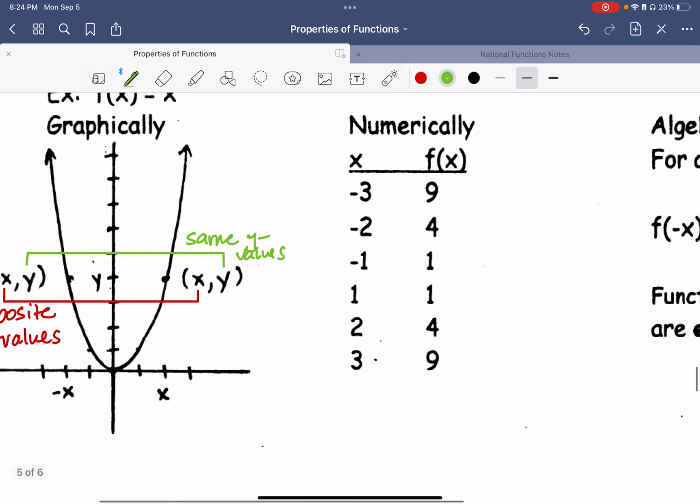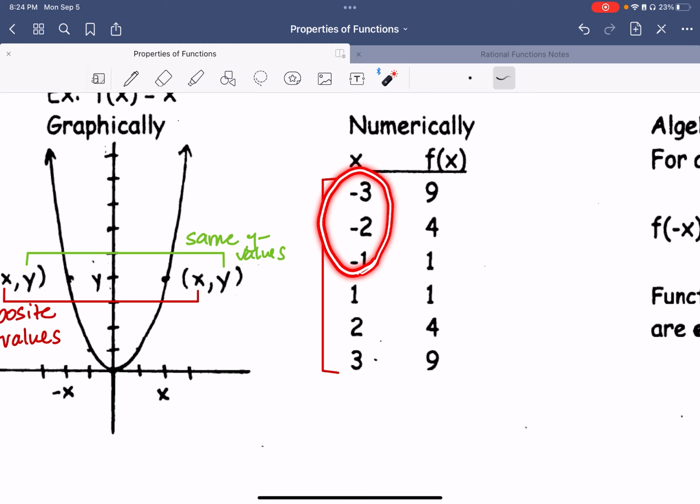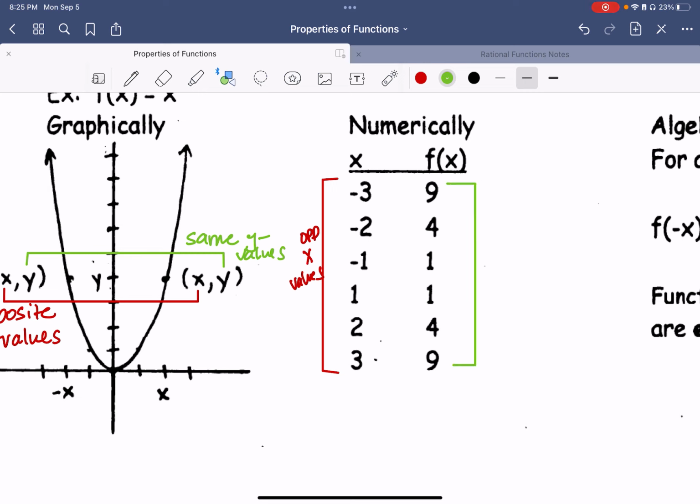Numerically, you can see the same thing. So from here to here, we have opposite x values. So we start with negative 1, 2, 3, and then we have positive 1, 2, 3. So the sign changes, they're opposite. So I'm going to put opposite x values. But on the other side, you can see we have the same y values.